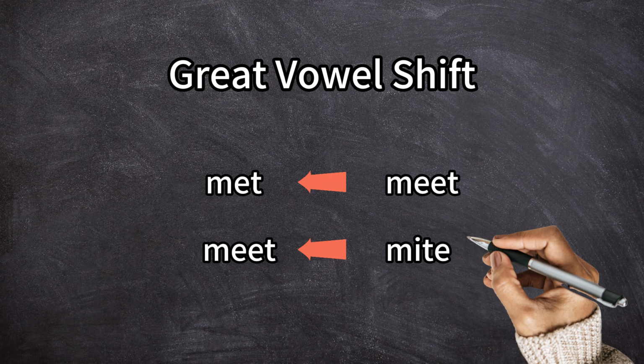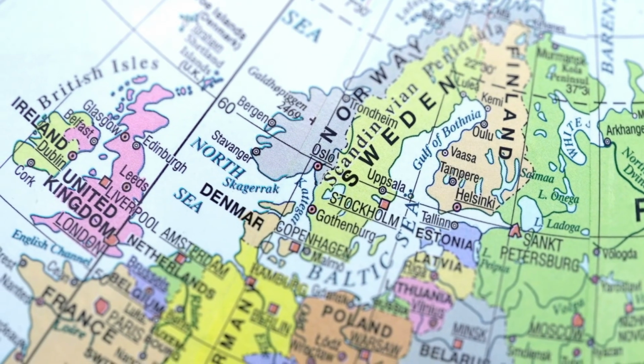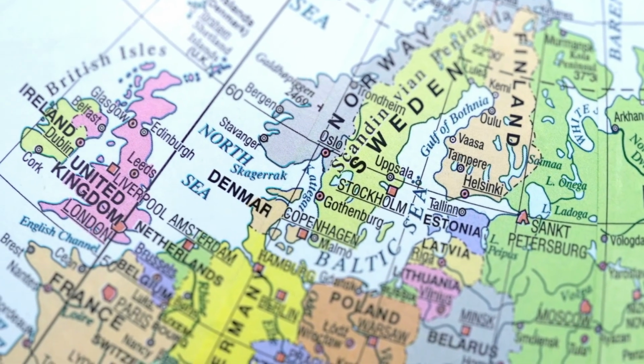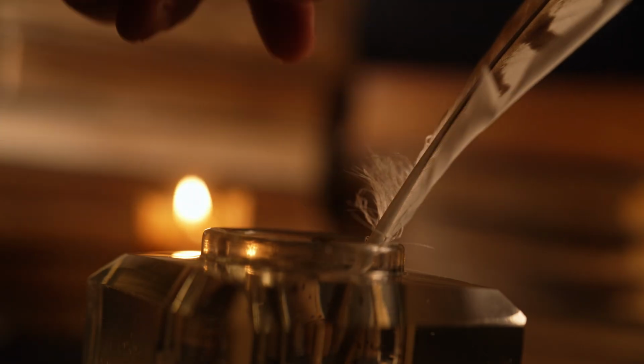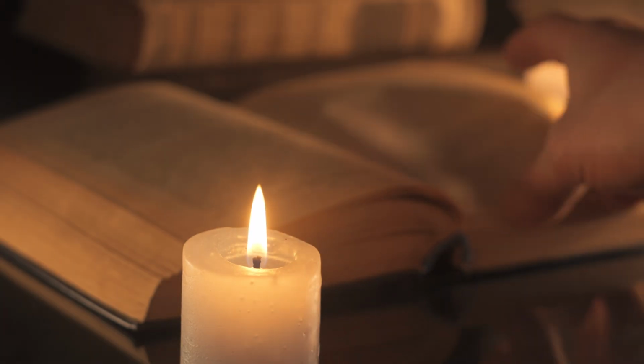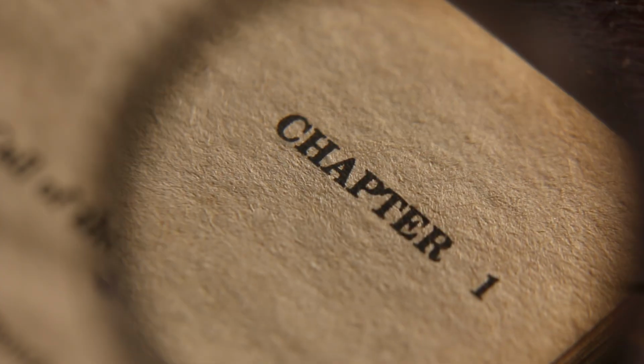This series of changes pushed English pronunciation further away from other Germanic languages. By the time of Shakespeare, around the 16th to early 17th century, English already sounded much closer to what we speak today, only one thing remained: spelling.